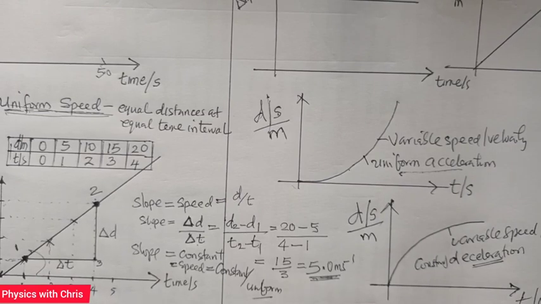So we have seen the distance and displacement time graphs. In the next video we shall look at speed and velocity time graphs.